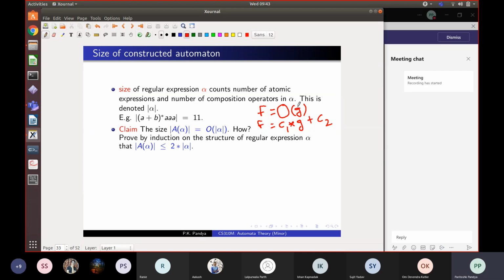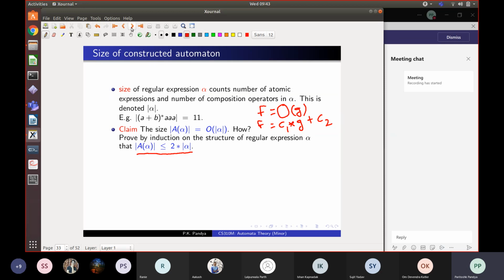For whatever arguments that F and G take. I mean, they take the same argument, right? So you have to exhibit some constants. In our case, we will choose C1 to be 2 and C2 to be 0, right? So you learn about this big O notation in your algorithms class. But basically, in our case, we will prove this property, that for any alpha, the size of the automaton for alpha is less than or equal to twice the size of the regular expression. This is what we will prove. Okay. And how will we prove this? We'll prove this by induction on the structure of alpha.